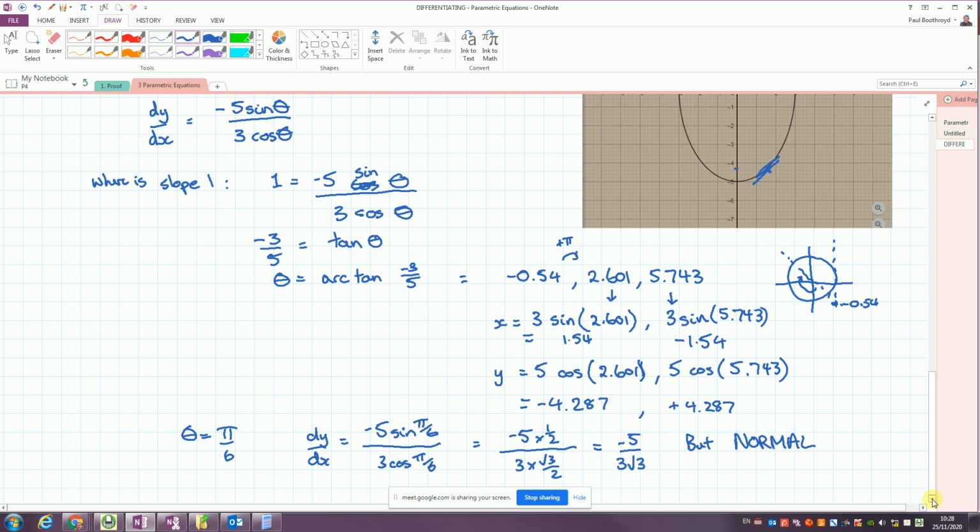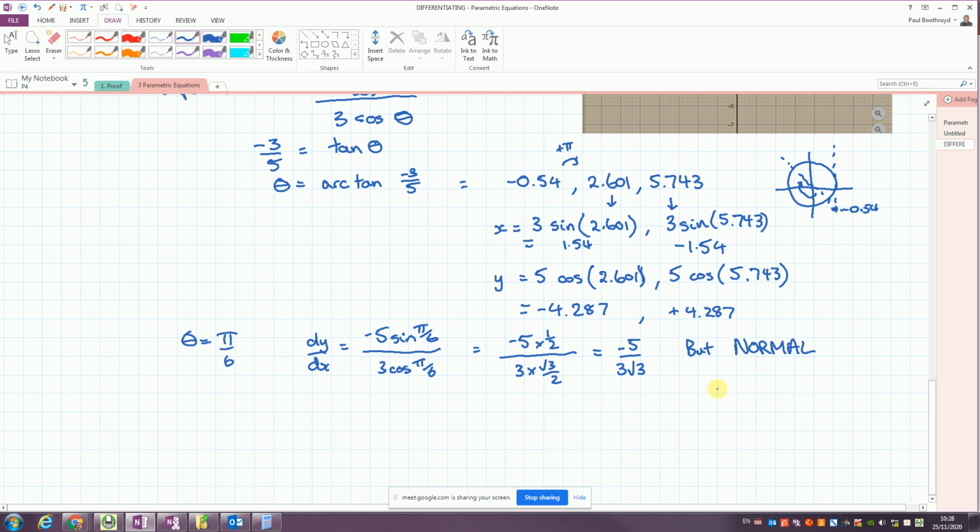And if you remember, the normal is at right angles. So we've got our gradient m. The normal makes a right angle, and the normal is minus 1 over m, or m times m normal is minus 1. So the normal has a gradient of minus 3 root 3 over 5. Over 5 that should be, sorry. Okay, so that's the differentiation, ways you can use it.